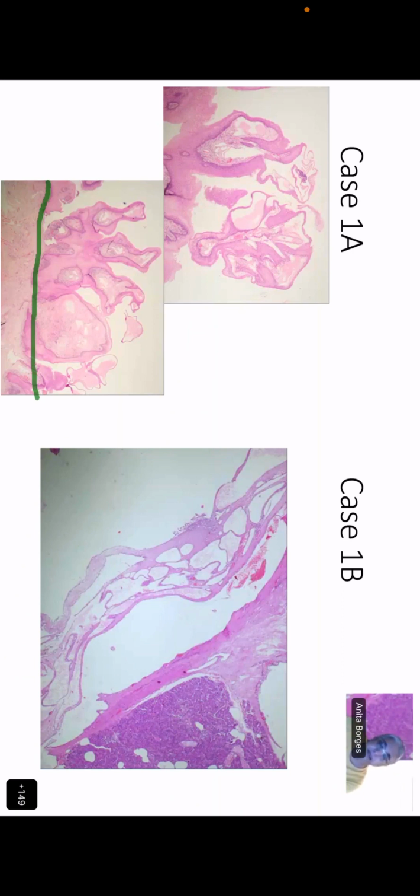No, ma'am, not always. Not always. Right? But this, according to you, is a papilla. Why? So you called it a papilla, so I'm just wanting to ask why. Ma'am, there are finger-like projections.